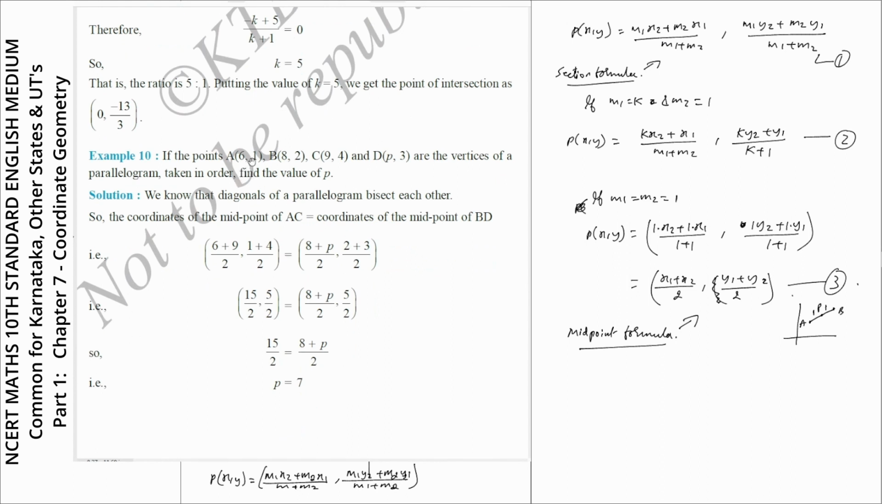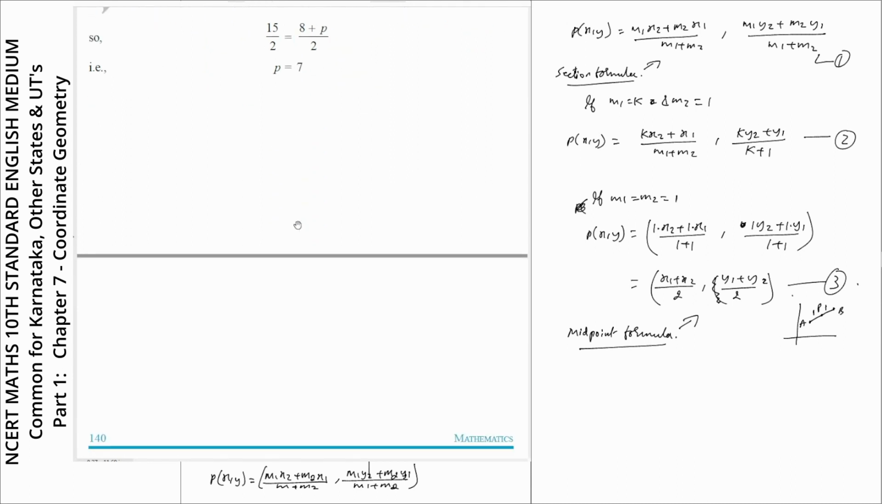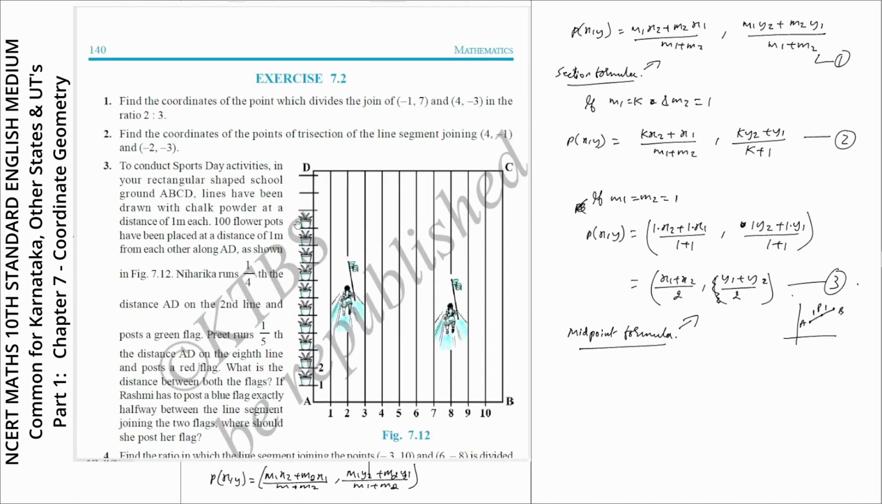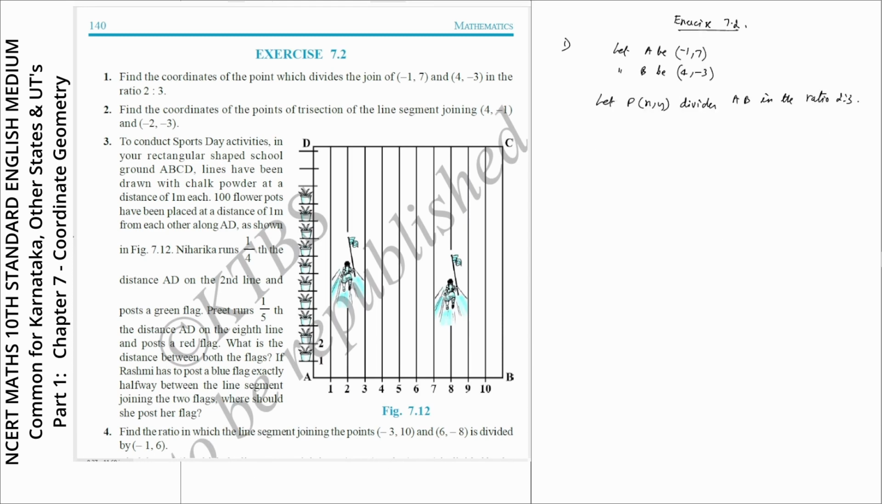And here there are 4 points A, B, C, D, and they are telling that these 4 points make a parallelogram, and we should find the value of P. P is the x coordinate of point D. Go through it. All are self-explanatory. I'll be solving exercise problems. So exercise 7.2, question number 1.